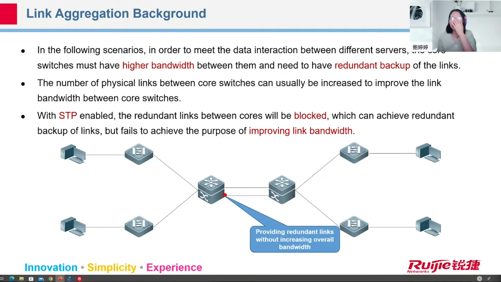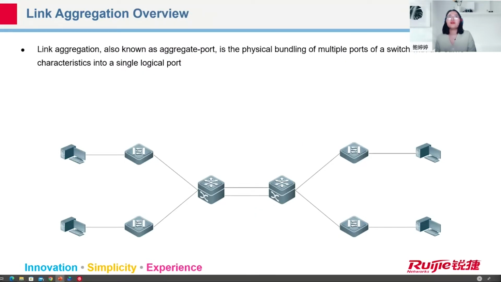Especially in your data center, the bandwidth is higher than in a campus, maybe 10 gigabit, 100 gigabit, even 400 gigabit. You say I have three links, but only one link can work. The other two links only wait. This is a big waste. So if you want to use all links, we need another technology like link aggregation.